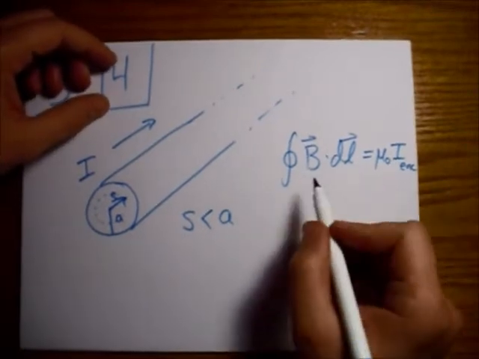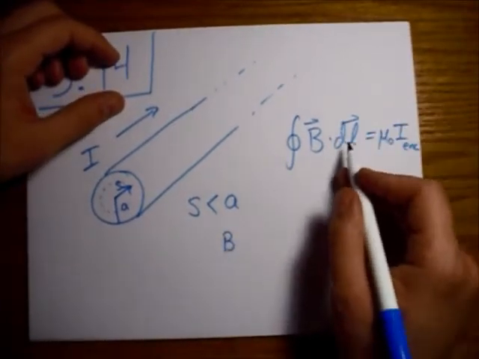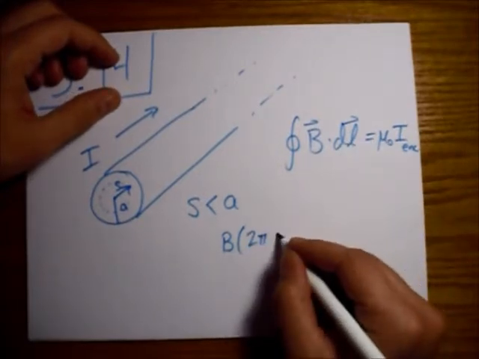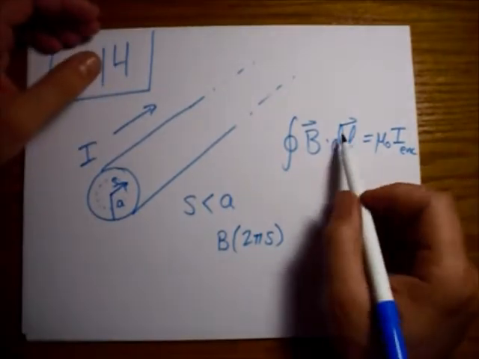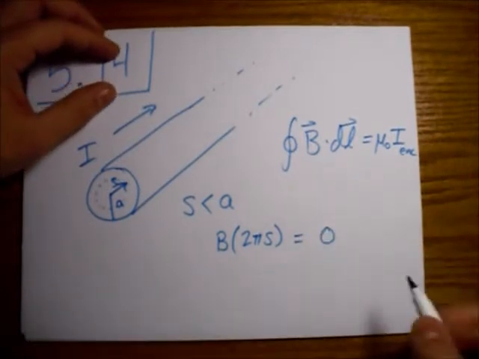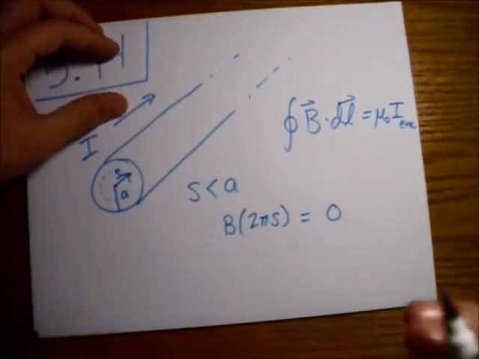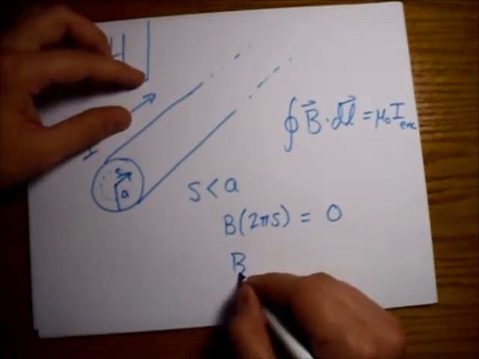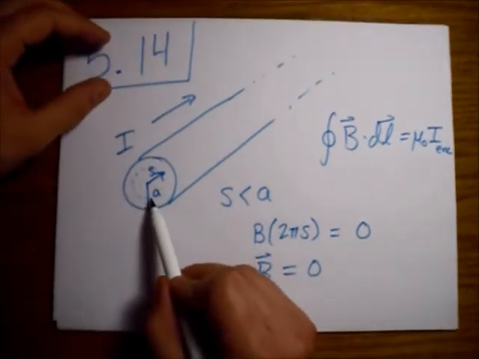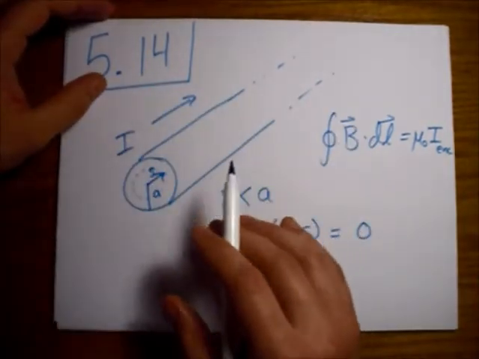So if we take a circular loop here and do this dot product, we get a 2 pi s for our integral around this path. Well, that's equal to zero, and it doesn't matter what this s is as long as it's less than a. So that just tells us that our magnetic field is equal to zero as long as we're inside the wire. Again, for the first situation, all the current is on the outside surface of the wire.